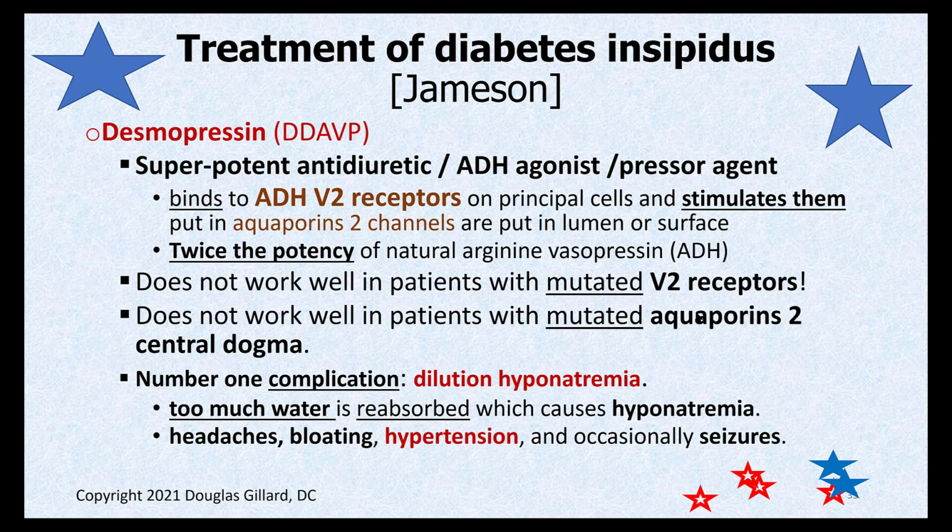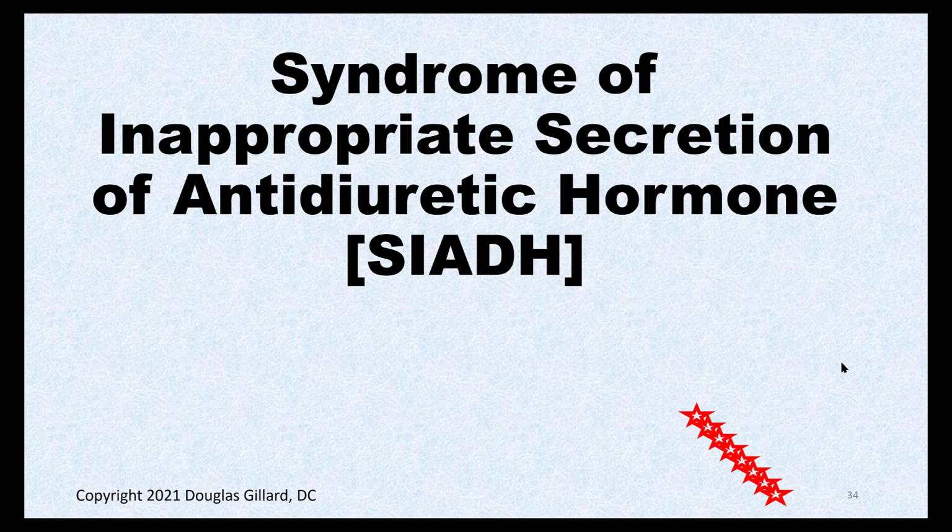The number one complication of desmopressin is you allow too much water to come in. There's too much reabsorption. And so you get a dilution, hyponatremia, which means there's too many water molecules and not enough sodium molecules. Right? Then, of course, if you reabsorb too much water, you'll get hypertension. You can get headaches and seizures, depending on how high the hypertension gets. All right.